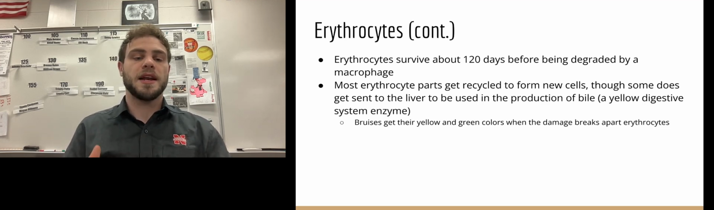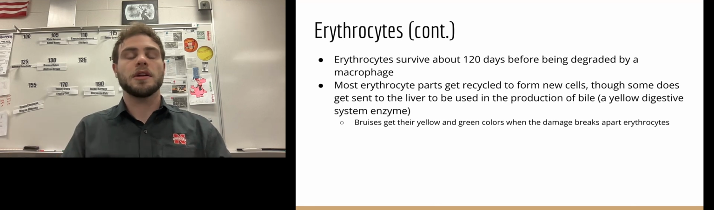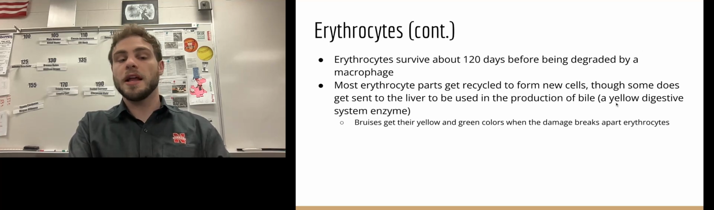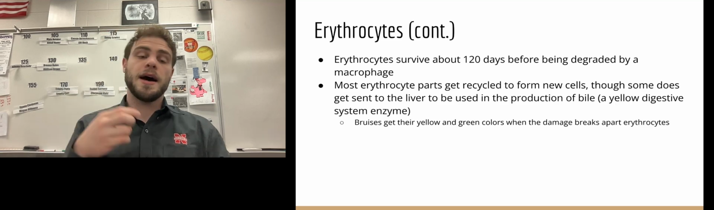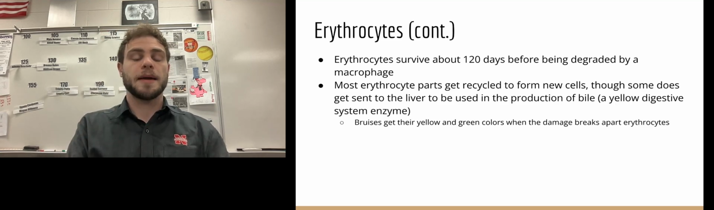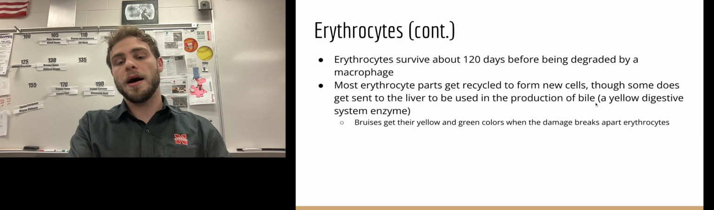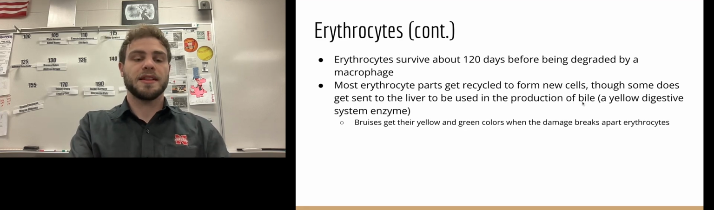Fun fact about this: bruises have that nice yellow and green color that they do because of damage to erythrocytes being broken down from whatever the impact was. Bile is actually a yellow digestive system fluid. If those erythrocytes are damaged and break down, they'll become a precursor of bile, and that's going to be contributing that yellow and green color.